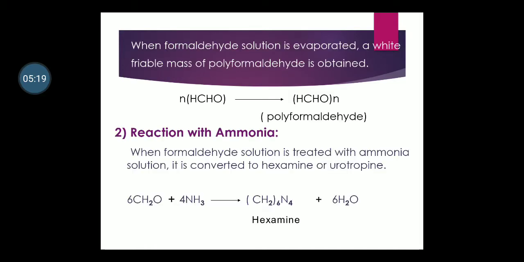Now this urotropin acts as an antiseptic, mostly as a urinary antiseptic. Chemically it is hexamine, but it is also called urotropin because it is a urinary antiseptic. This hexamine acts as a urinary antiseptic because it is made up of formaldehyde, and formaldehyde itself is an antiseptic and disinfectant. When it reaches the urinary tract, it releases molecules of formaldehyde, and that shows its effect and acts as a urinary antiseptic.